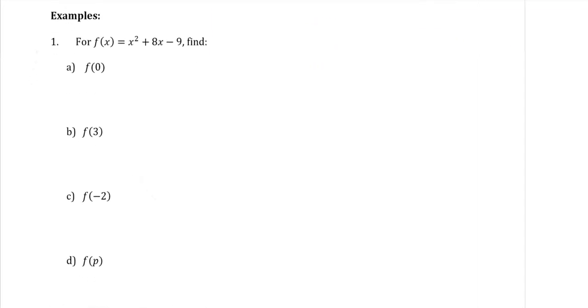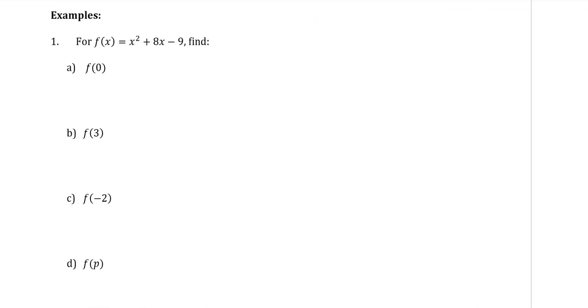Example number 1. So it says for f of x equals x squared plus 8x minus 9. So it's using the function notation, the f of x. And I'm asked to find what f of 0 is. Now the 0 has taken the spot of the x. So that means we are simply going to substitute 0 in for x into our equation. So that will be 0 squared plus 8 times 0 minus 9. And that's equal to negative 9.